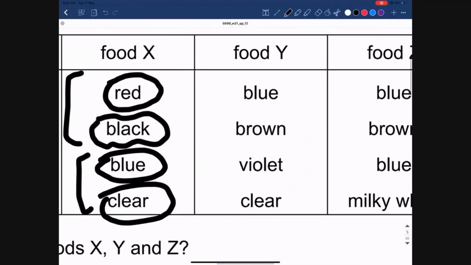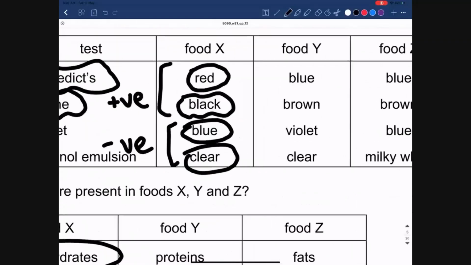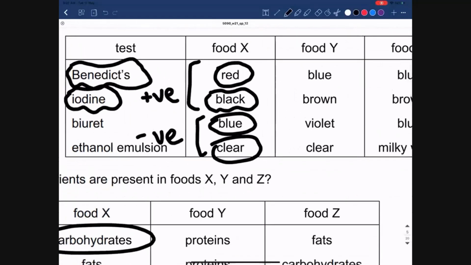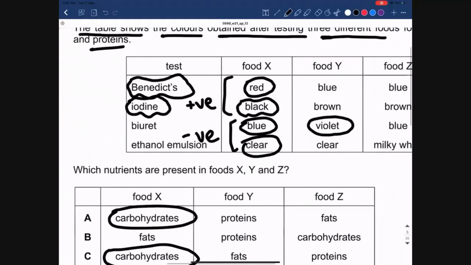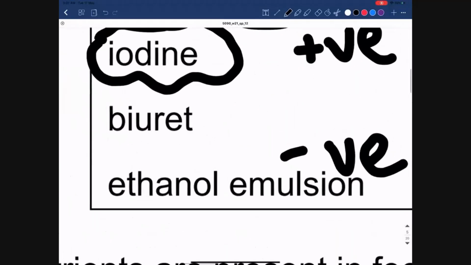Let's have a look at food Y. When we carried out the biuret test on food Y, the color turned violet. As you all know, the biuret test is carried out to test for proteins, and in the biuret test we use biuret reagent.